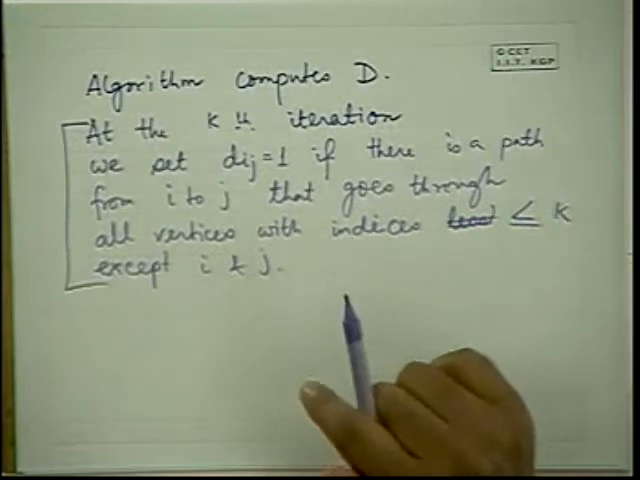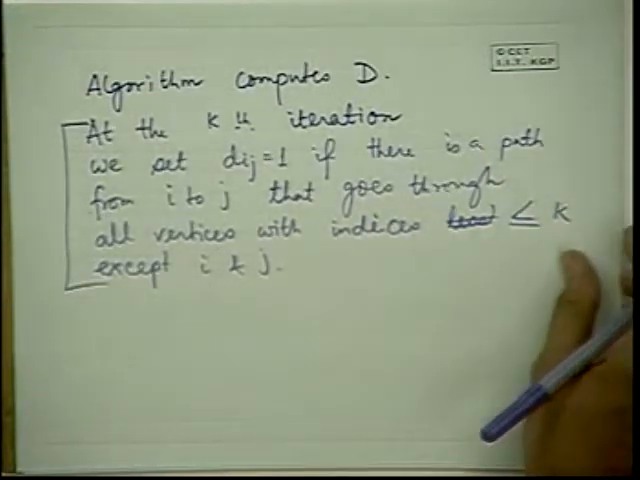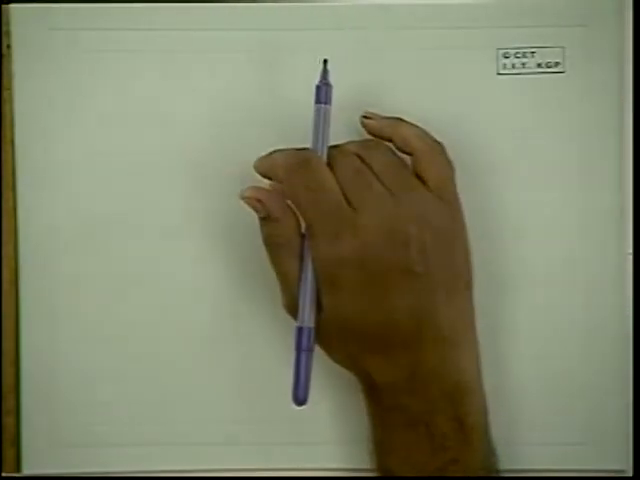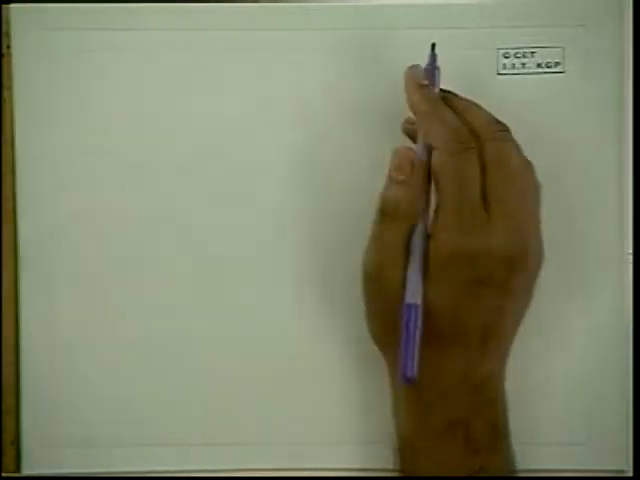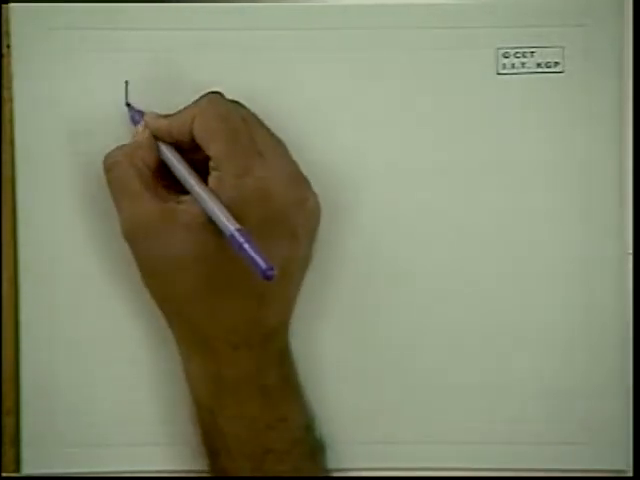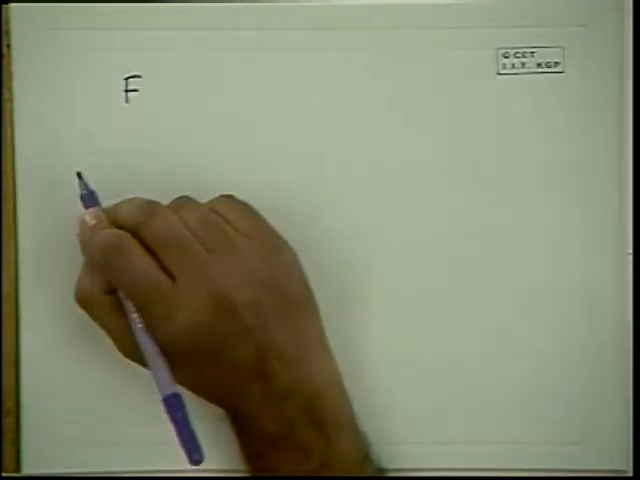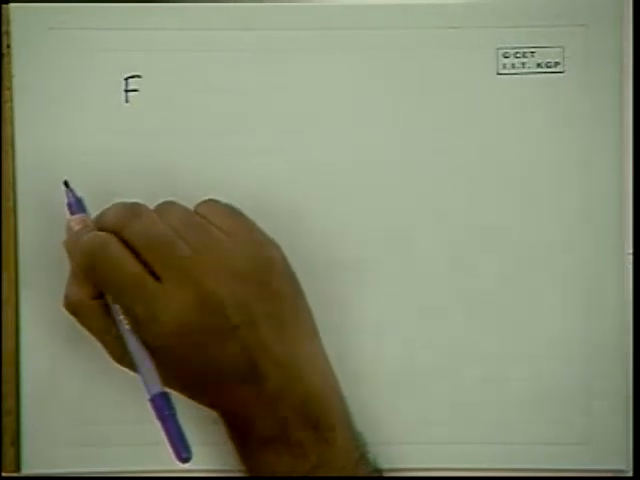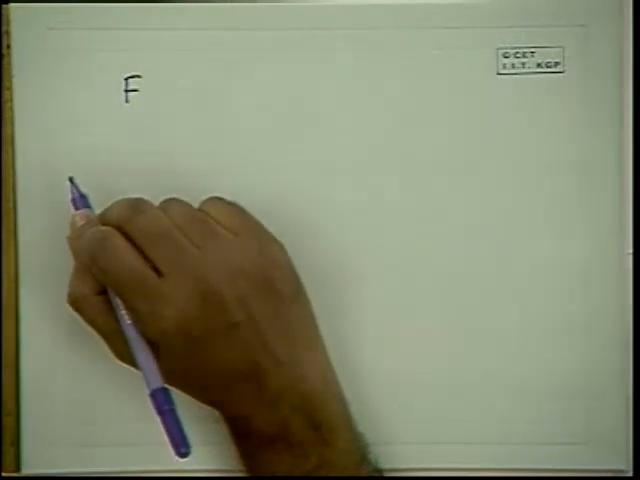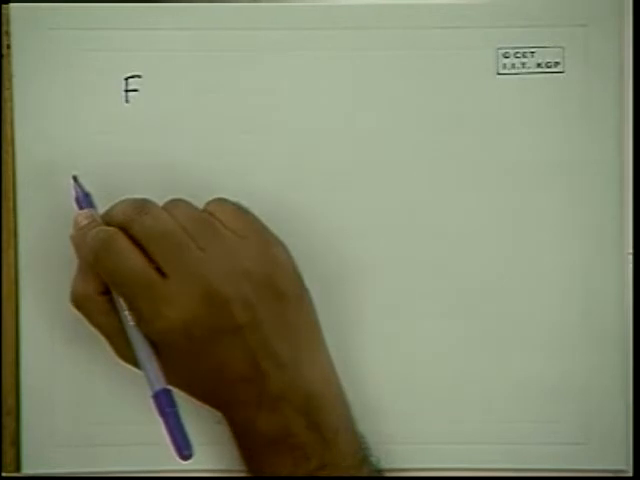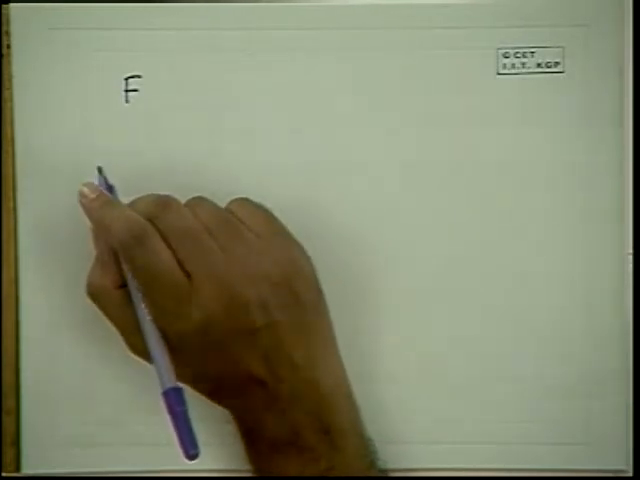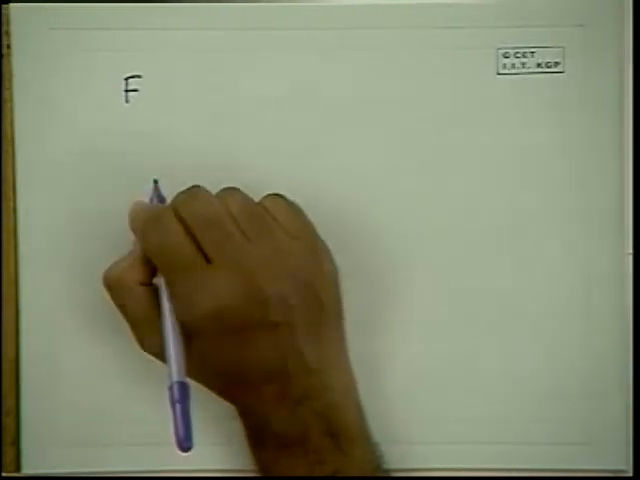So once you have understood this, then writing the algorithm is very simple. Let me write the algorithm now. It's basically only 3 loops, very short. I am assuming that we have already been given the adjacency matrix D, that is, d_ij is equal to 1 if there exists an edge from i to j.